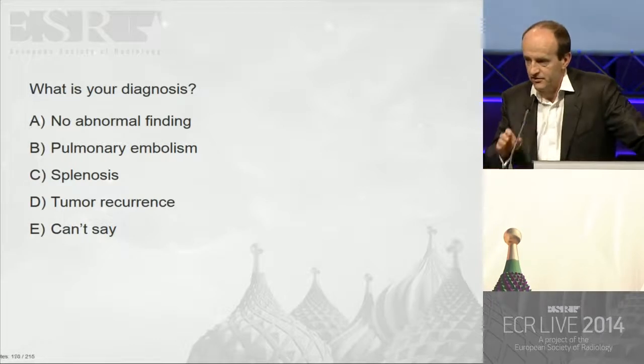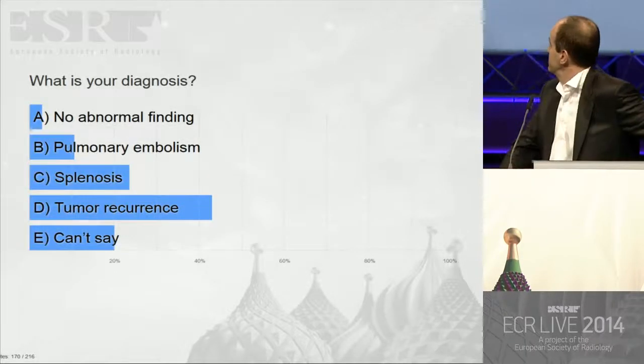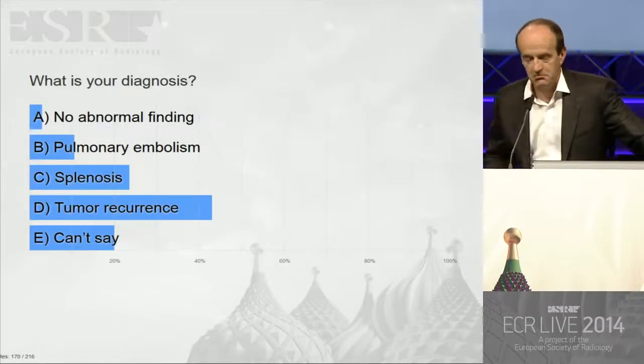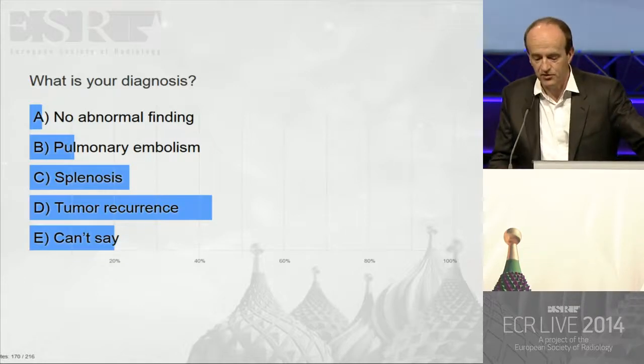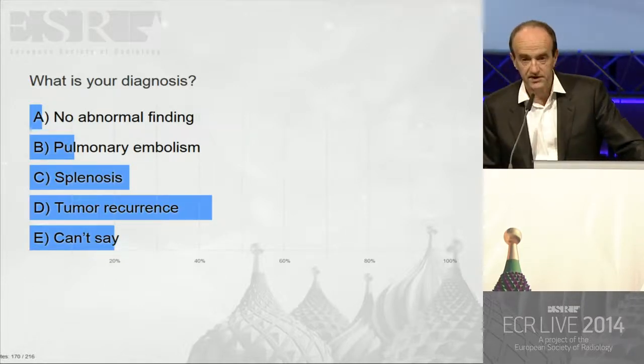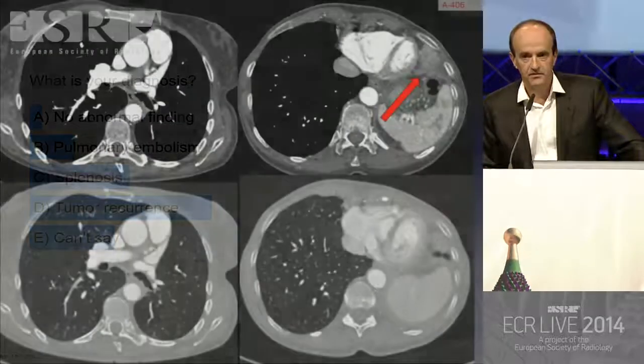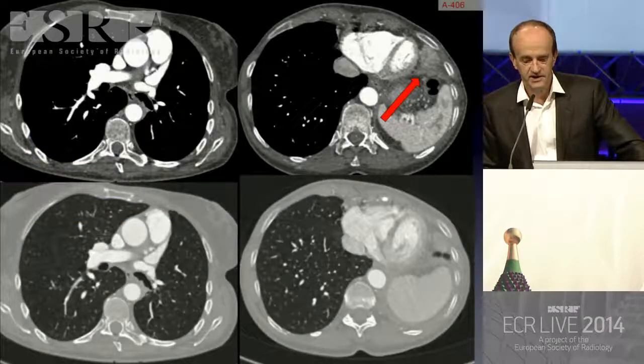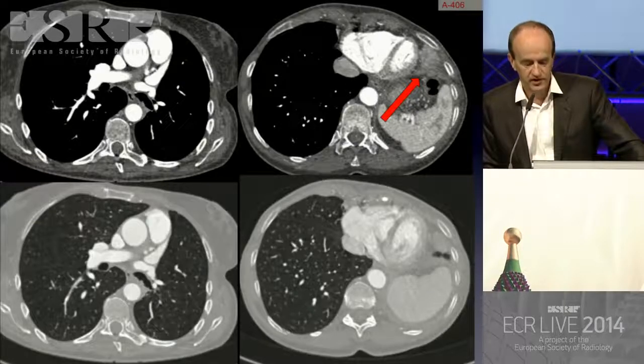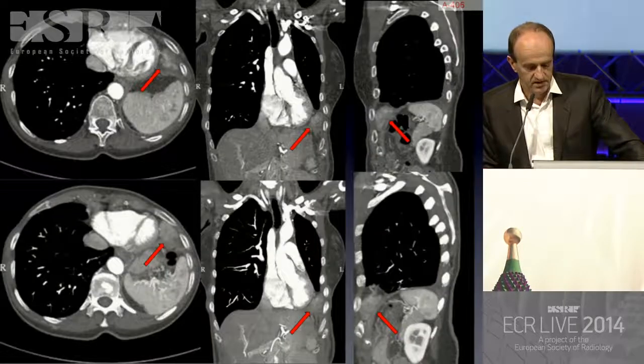Okay, let's show the results. Good. There is a tumor recurrence. Where is it? There. Hyperdense in the costophrenic angle. Here again. But this lesion is hyperdense.